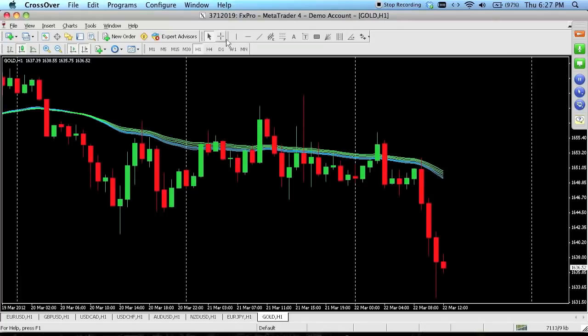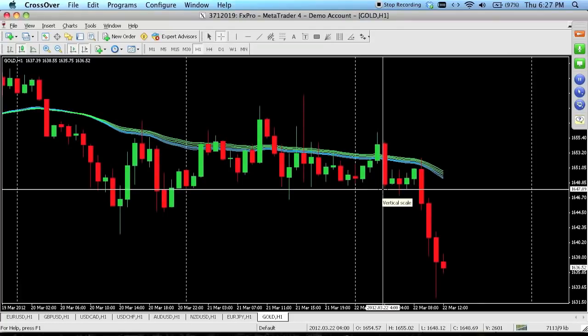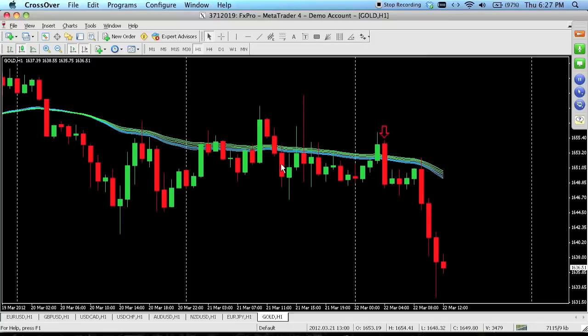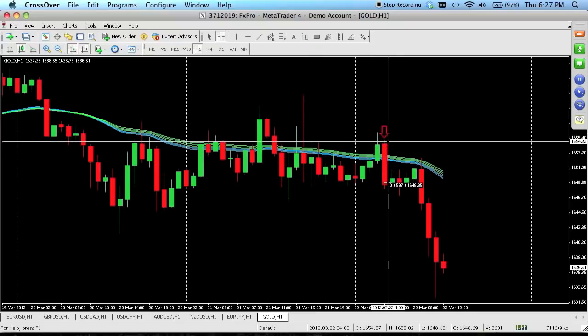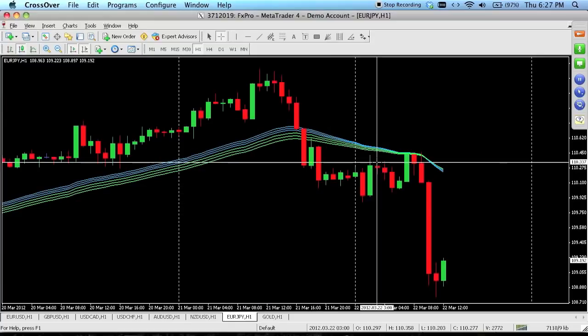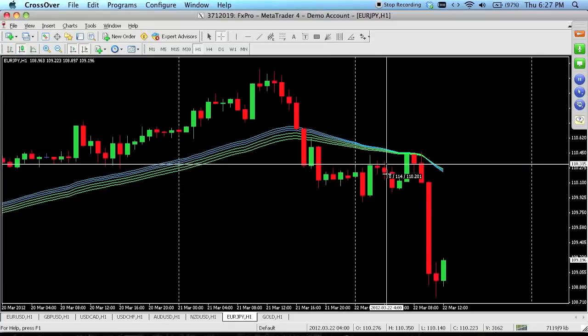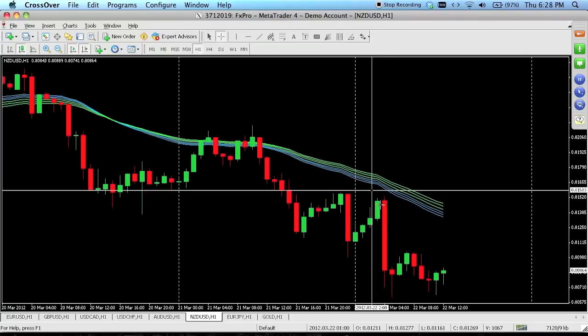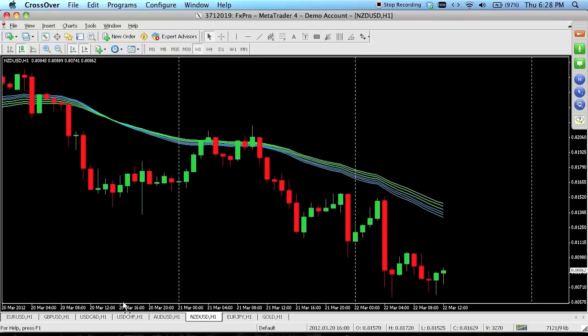Gold, 4 o'clock. Let's take a look. 4 o'clock. Sharp drop as well. So, let's say the average one, let's take a look at gold. Okay? 59 pips on gold. Euro yen, how many pips on euro yen drop on average? 14. Okay, New Zealand dollar dropped a big chunk itself, more than 40, 50 pips.